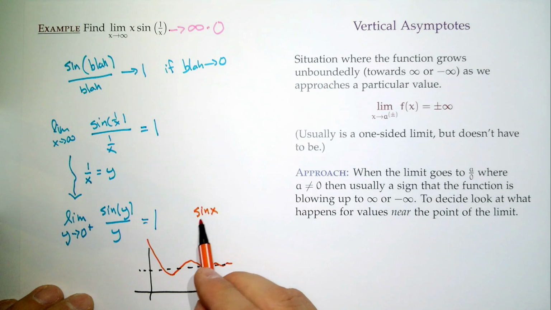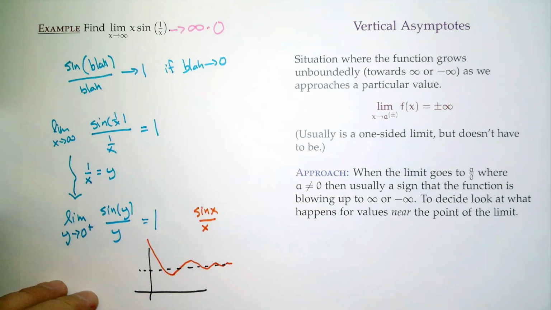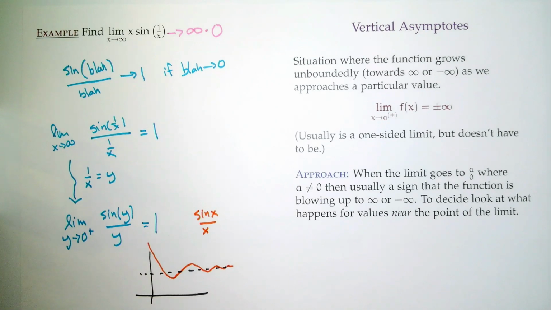Sine of x over x is a function. What happens to that function as x goes towards infinity? What happens to the downstairs? Let's just think about it. Downstairs is big. What happens to the upstairs as x goes towards infinity?